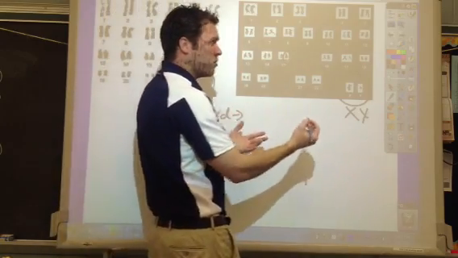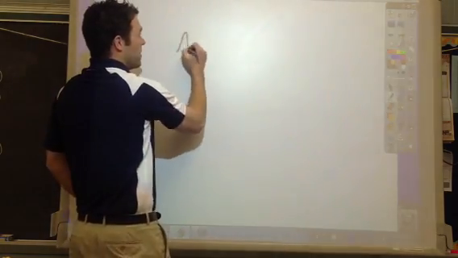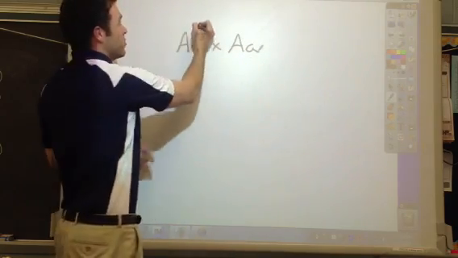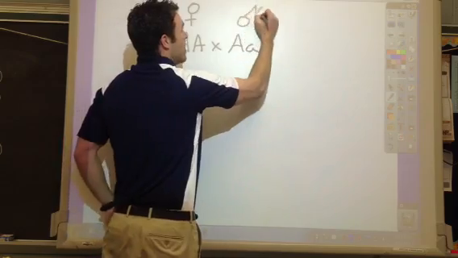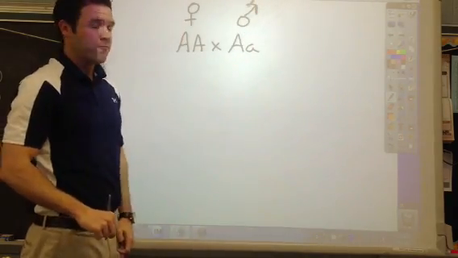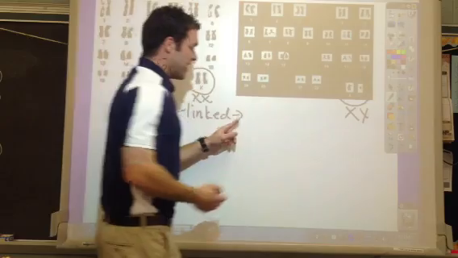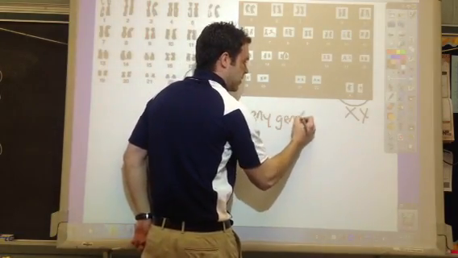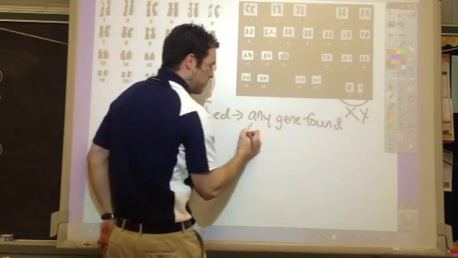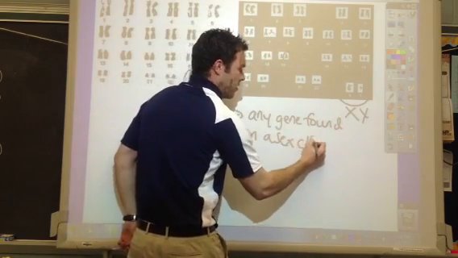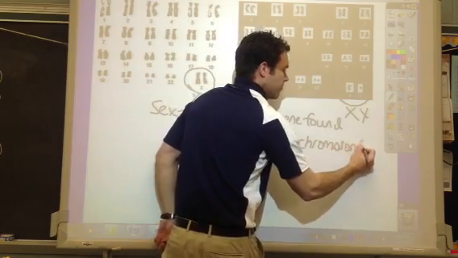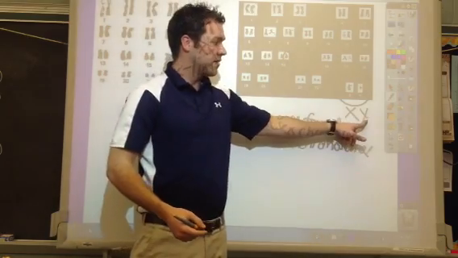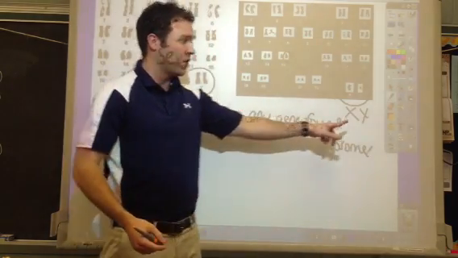So when you do a normal cross, that's what you've been doing. Big A crossed with big A, little a. Because on chromosome 15, both the female and the male have 2 copies of that chromosome. But what you're learning today is that sex-linked problems are any gene found on a sex chromosome. There are 2 types of sex chromosomes, the X and the Y. We don't focus really on any sex chromosome or sex-linked genes that are found on the Y.